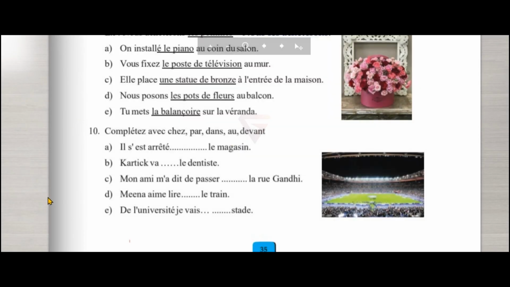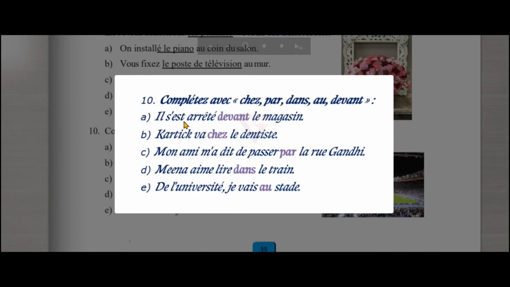So let's look at the answers here. So he stopped in front of the house, so devant. Karthik is going to the dentist. So I told you to someone's place or at someone's place, you can make use of chez. The third one, my friend told me to go by the Gandhi street. So again, I'm making use of the preposition par. Veena likes to read in the train, and from the university, I'm going to the stadium.